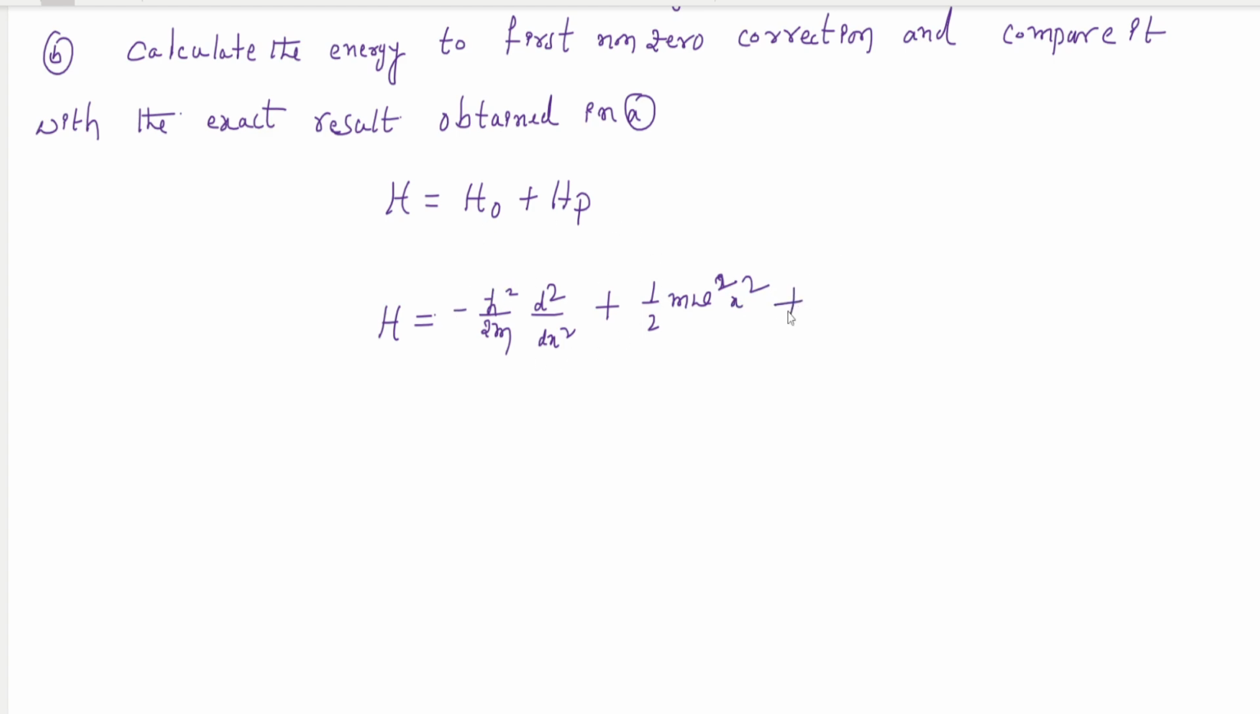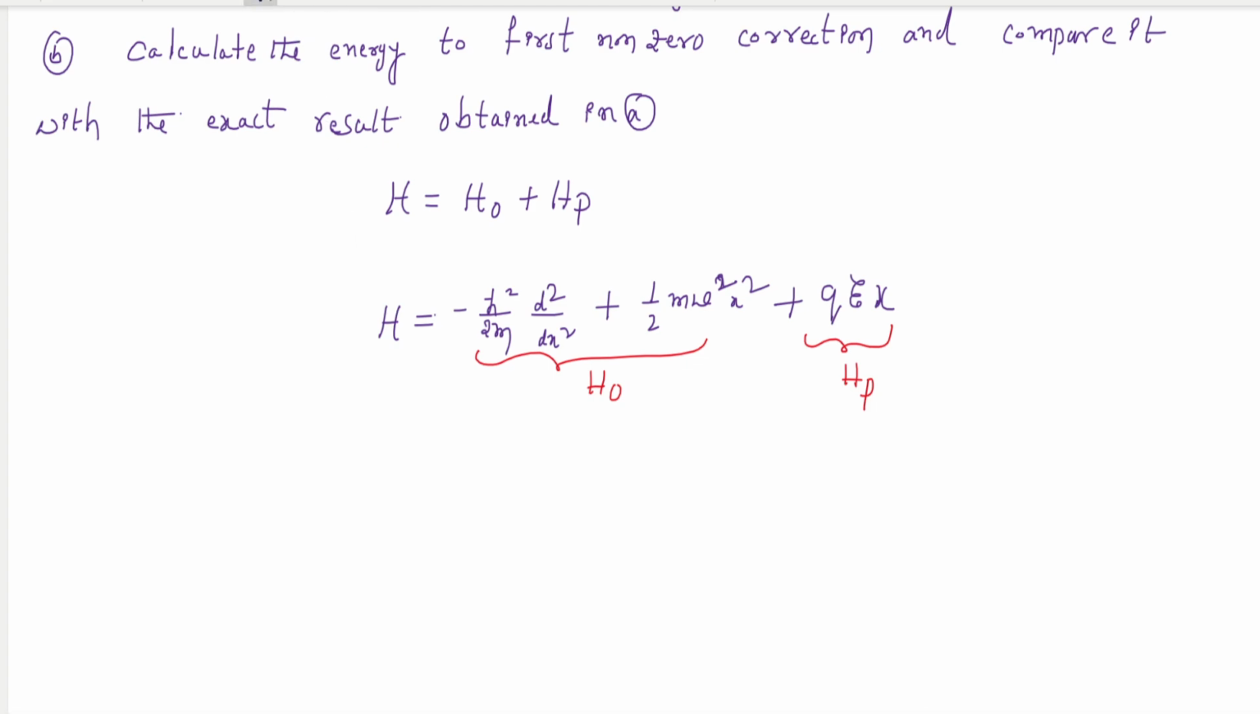The extra term is because this charged particle is subjected to the external electric field, which creates an extra potential, q e x. We are considering only one dimension. So this is the exact Hamiltonian of the given system. This is the unperturbed term, and this is the perturbed term. Very important, the perturbed term.